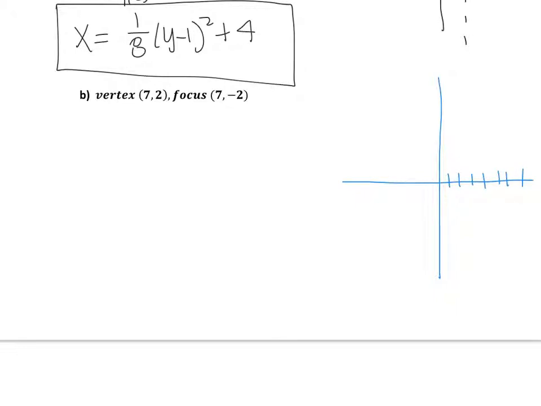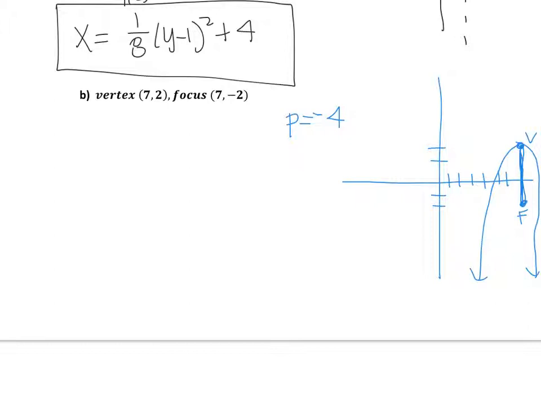Okay, so my vertex is at (7, 2), so right here. And my focus is at (7, negative 2). So right here. This is my focus. This is my vertex. What is the p distance? It's going to be 1, 2, 3, 4. p equals 4. However, we know that it's going to be going downward, so my p-value is actually negative 4. So now that I have my vertex, and now that I have my p-value, I can write the equation.